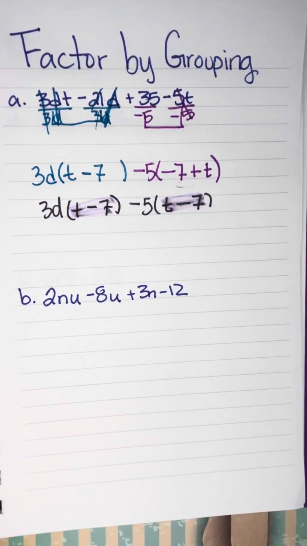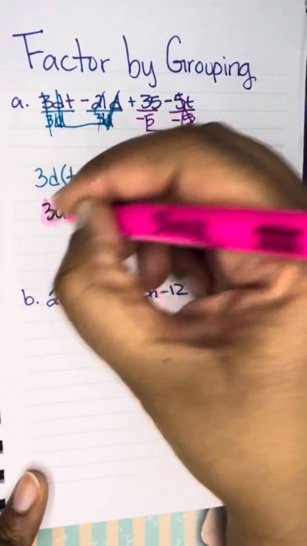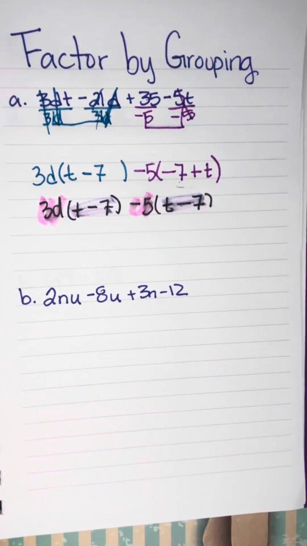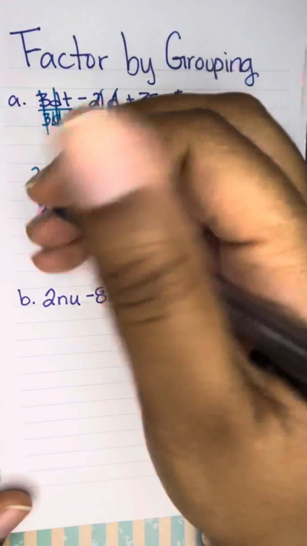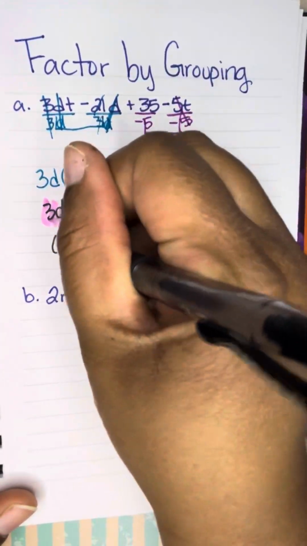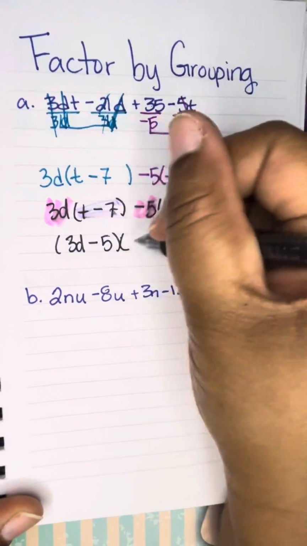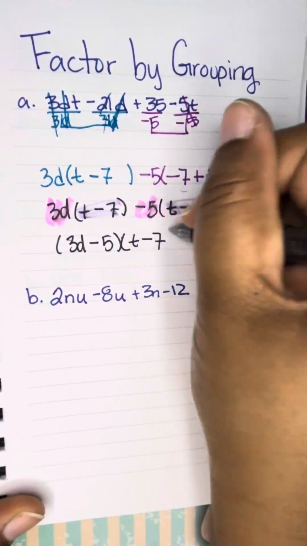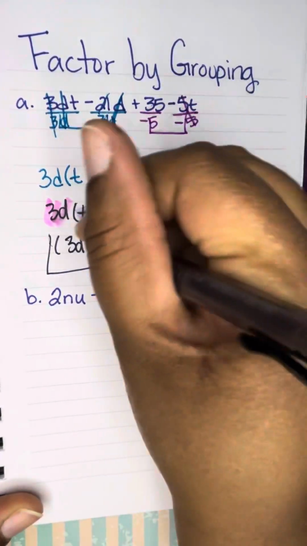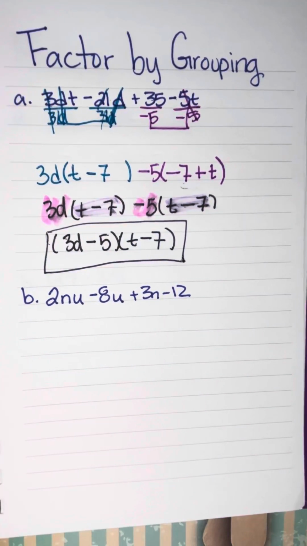And since those are the same, remember we take our outers and we put them together in a parenthesis. And we're going to write this as 3D minus 5. And then we drop down one of our purples, T minus 7. And this is how we do factor by grouping.